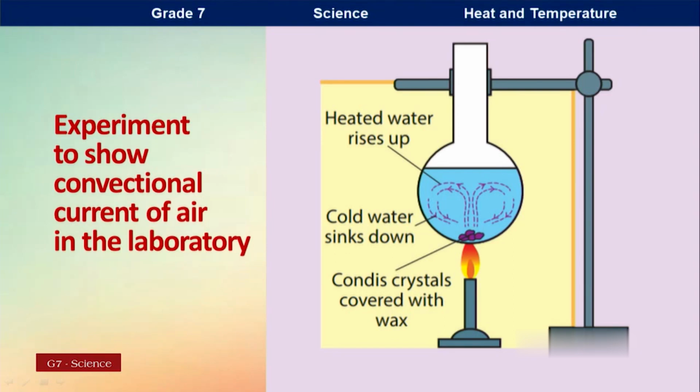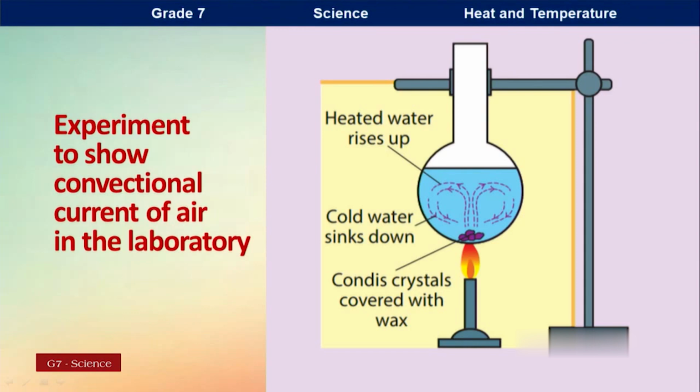You need this type of round bottom flask. This is called a round bottom flask. You need a spirit lamp or a Bunsen burner. Stand this way. And potassium permanganate, which in day-to-day life you call Condis. You can buy it from any pharmacy. They are granules. You can take it and drop some candle wax onto it and cover it. Why? If not, it will dissolve and diffuse in water. You won't be able to see this current.